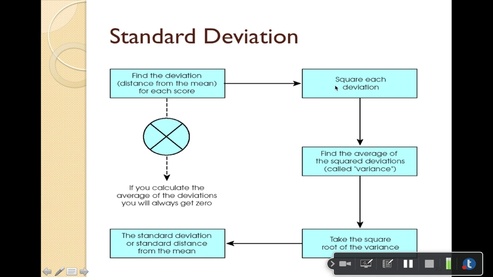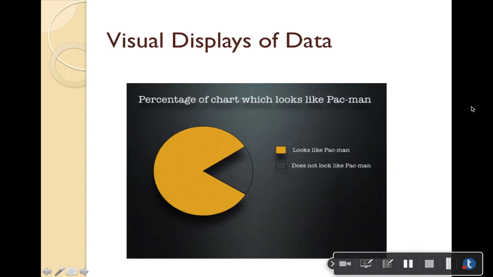And here's just kind of a quick guide to calculating the standard deviation again. First step was, of course, finding the distance between each score and the mean. We had to square that. Remember that if we calculate the average of the deviations, we're always going to get 0, which is why we have to square those. We found the average of those, which we would call the variance, and then finally we took the square root of the variance to get the standard deviation.